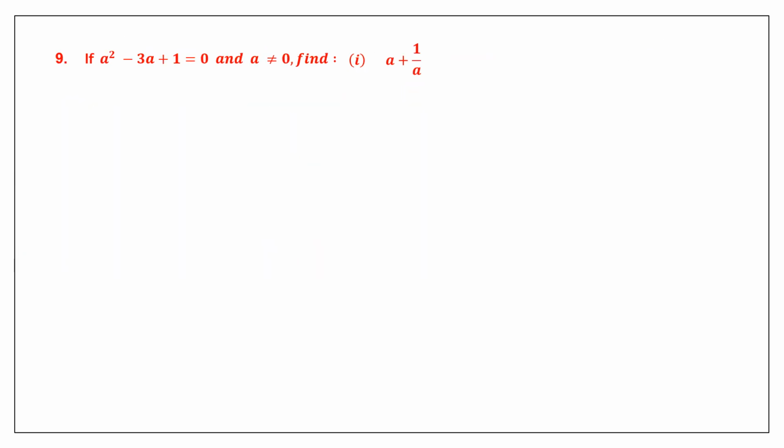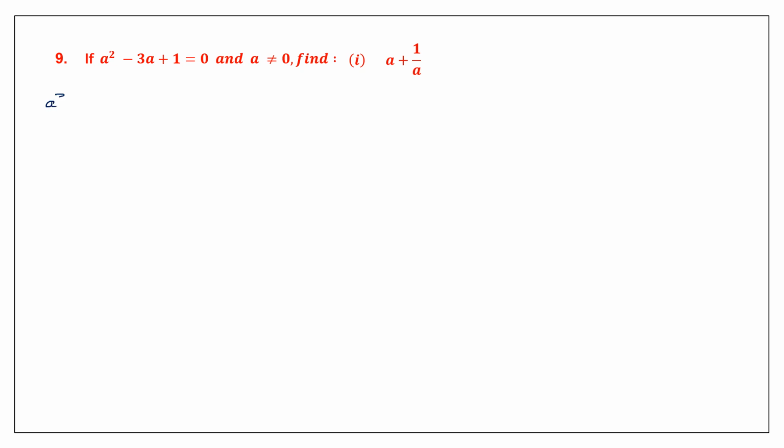Question 9. If a square minus 3a plus 1 is equal to 0, and a is not equal to 0, that means a can be any other number that is not equal to 0. Now we have to find the first one, a plus 1 by a. So now to find a plus 1 by a, given this equation, what we are going to do is divide this whole equation by a. So let's take that down.